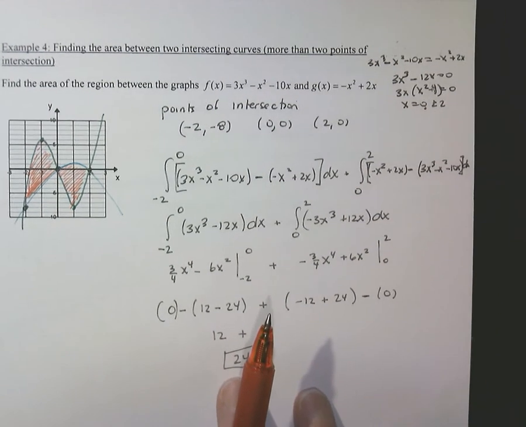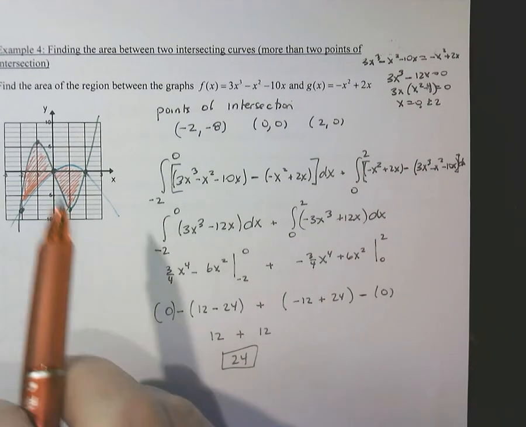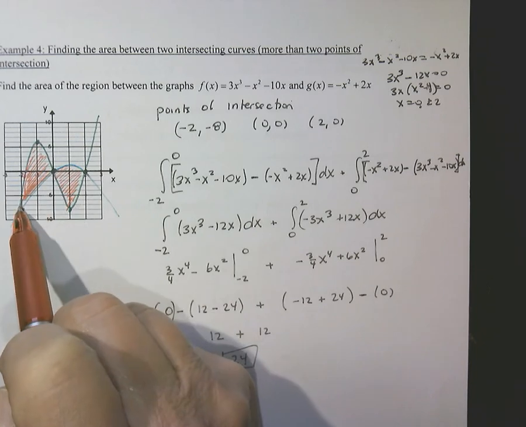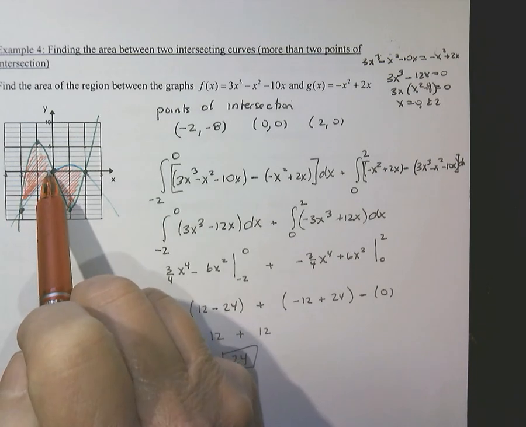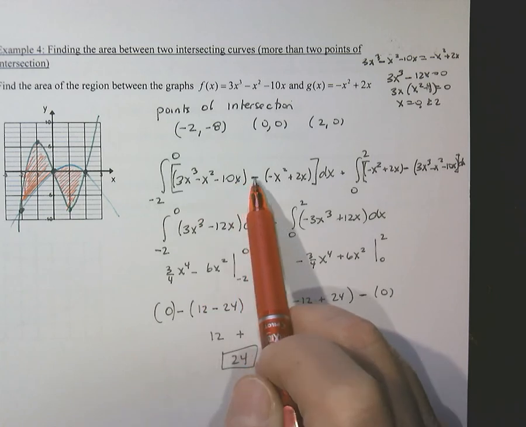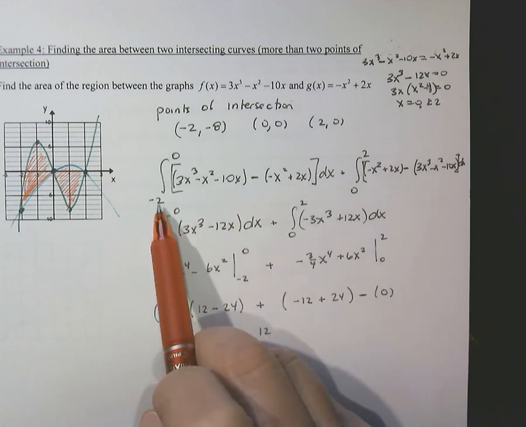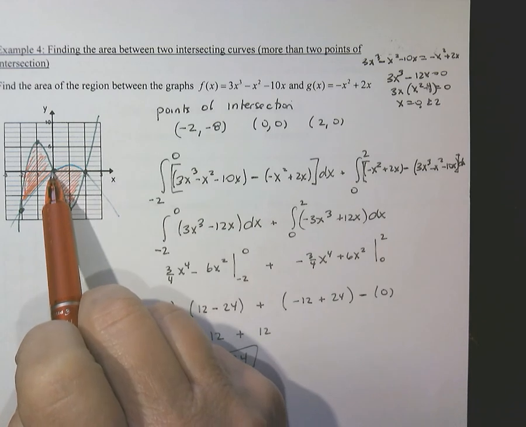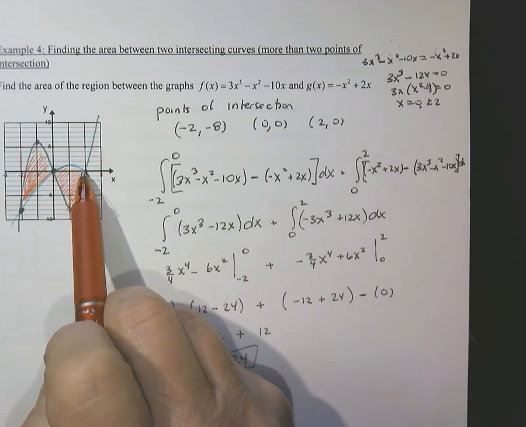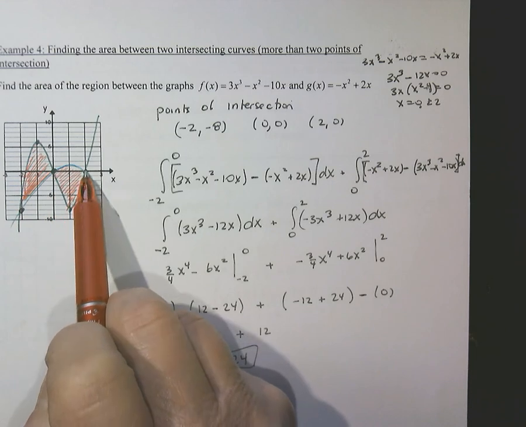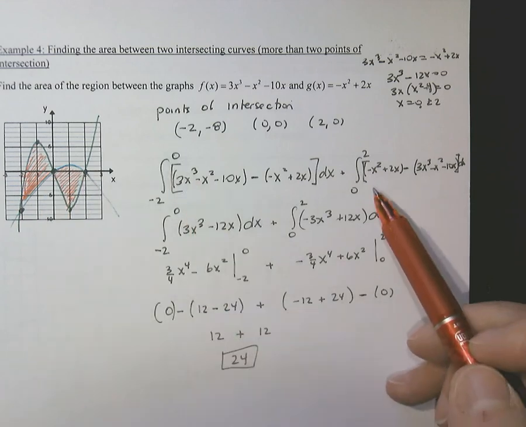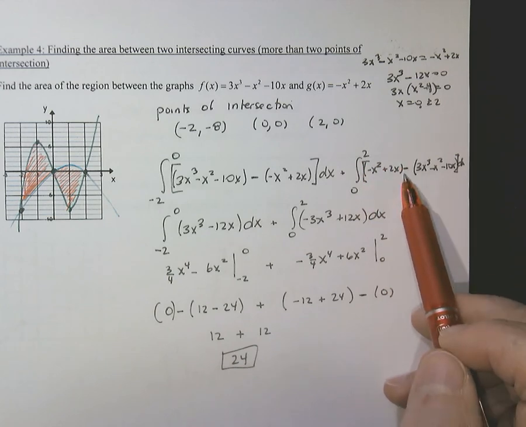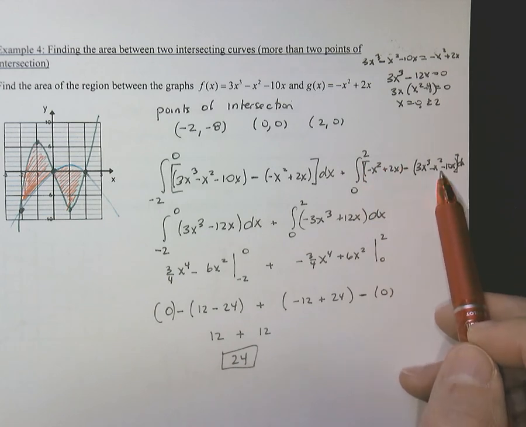So when I set this up, I've got the first part from negative 2 to 0. The cubic is on top. So I have to take the cubic minus the quadratic. But that's only from negative 2 to 0. The second part of this, the quadratic's on top, and the cubic is underneath. And that went from 0 to 2. So I had to take my integral from 0 to 2, take my quadratic minus my cubic.